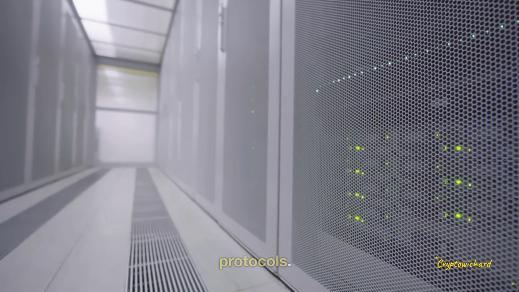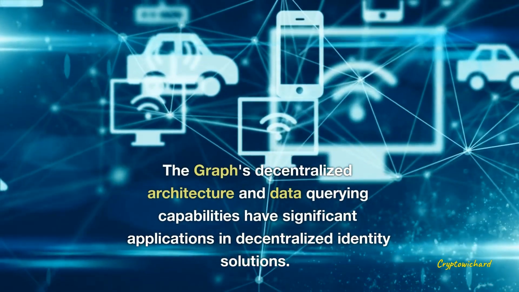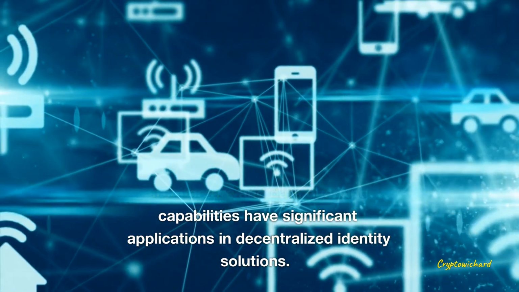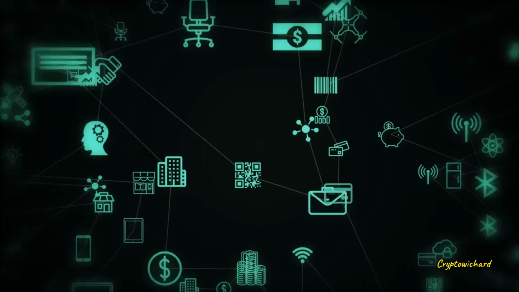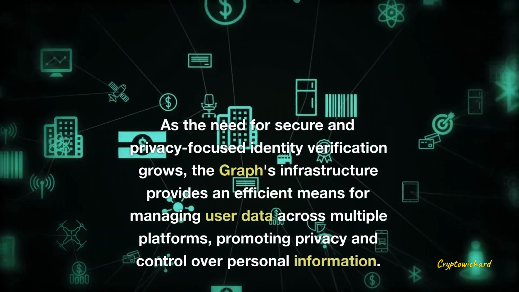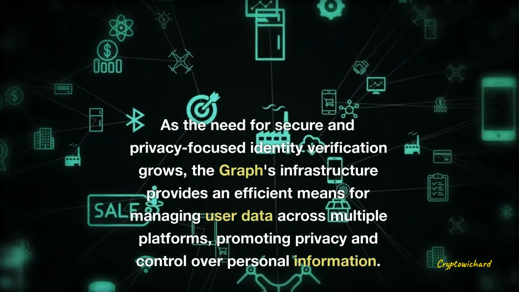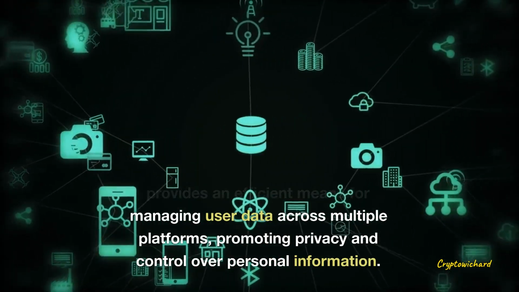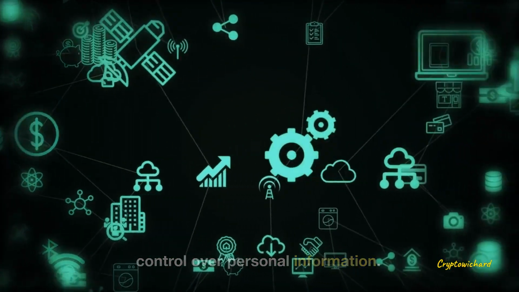The graph's decentralized architecture and data querying capabilities have significant applications in decentralized identity solutions. As the need for secure and privacy-focused identity verification grows, the graph's infrastructure provides an efficient means for managing user data across multiple platforms, promoting privacy and control over personal information.